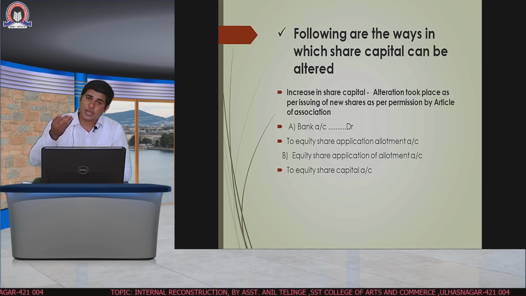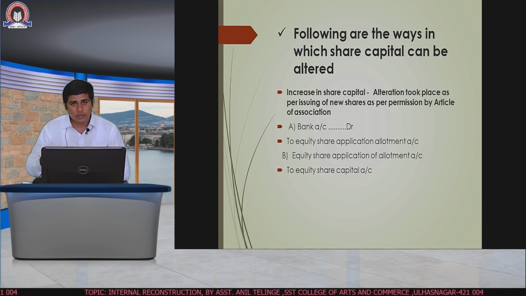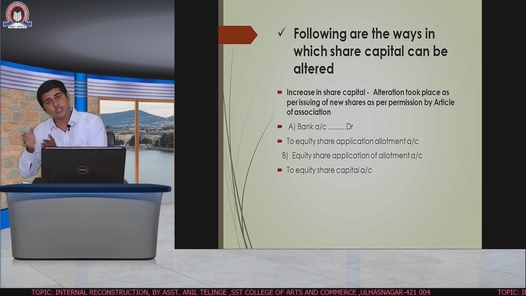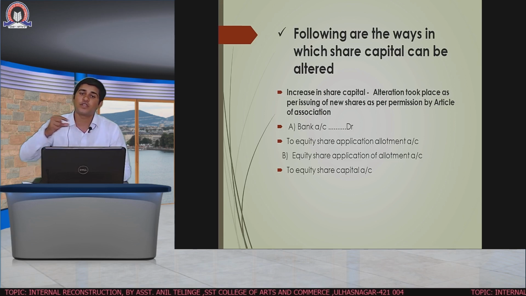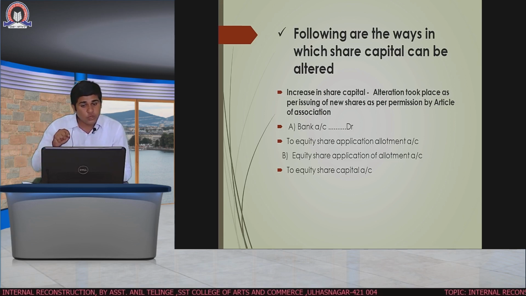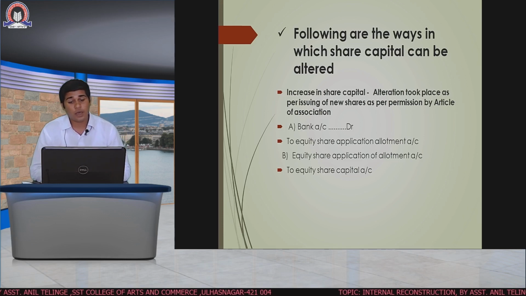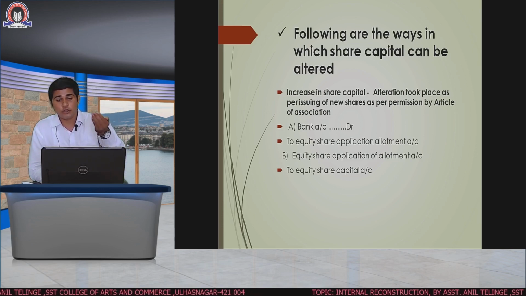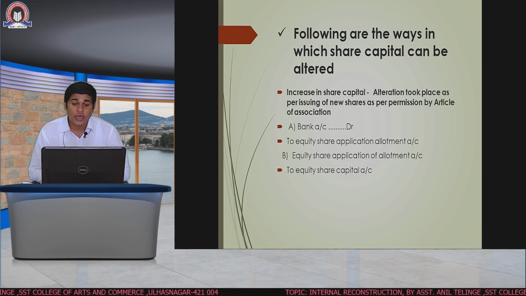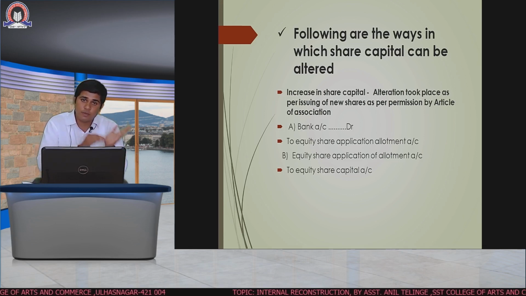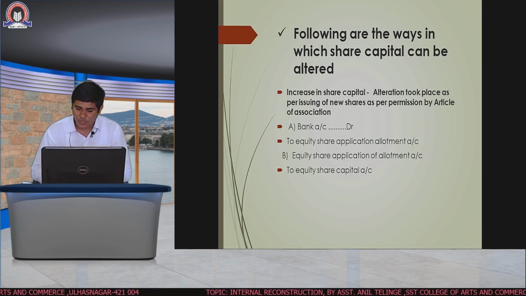शेयर्स एप्लीकेशन एंड अलॉटमेंट मनी क्रेडिट करेंगे. अप्रॉक्सीमेटली आपको और एक एंट्री करनी पड़ेगी, इक्विटी शेयर एप्लीकेशन एंड अलॉटमेंट अकाउंट डेबिट टू इक्विटी शेयर कैपिटल. If you observe the two entries, bank account debit to equity share capital, equity share application and allotment, approximately आपका पहले एंट्री का डेबिट क्रेडिट और दूसरे एंट्री का डेबिट निकल के एक्चुअल एंट्री बैंक अकाउंट डेबिट टू शेयर कैपिटल, मीन्स कंपनी रिसीव द बैंक एज वेल एज देयर इज इंक्रीज ऑफ शेयर कैपिटल.